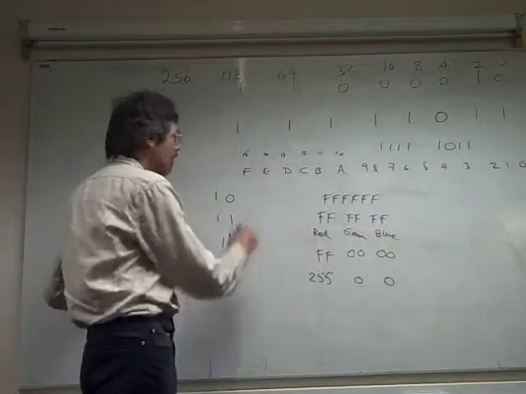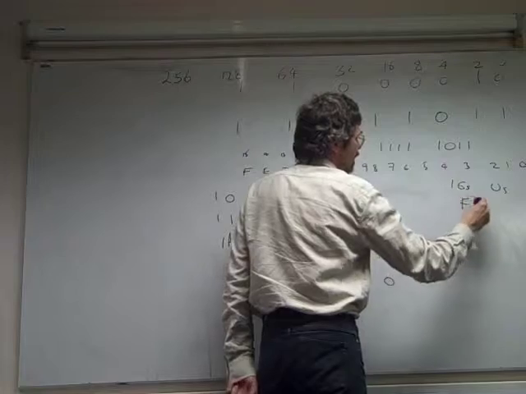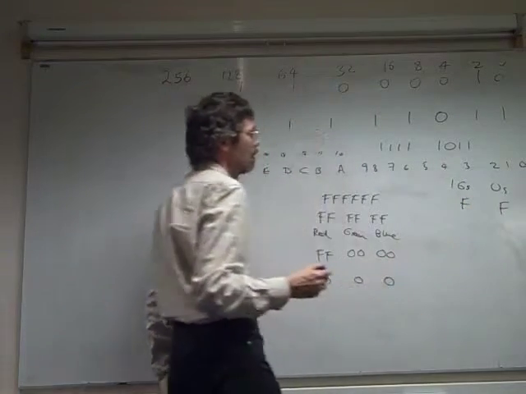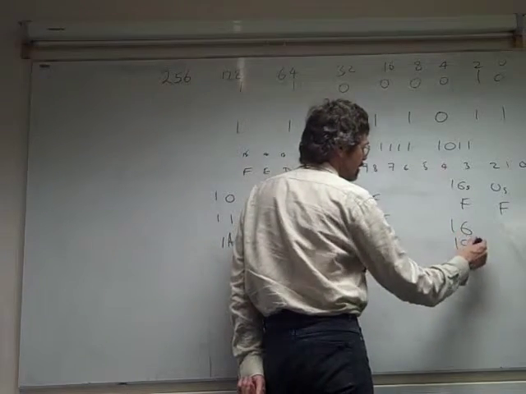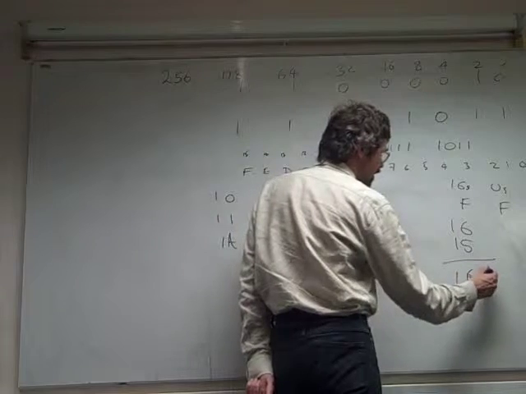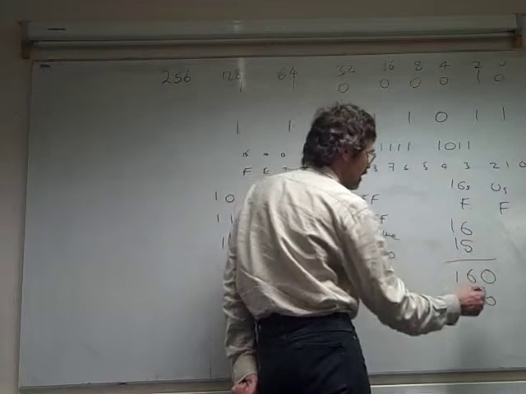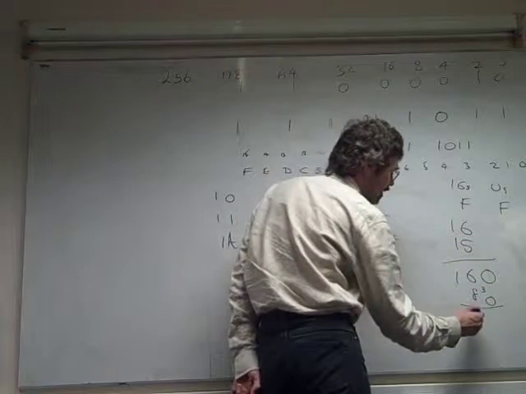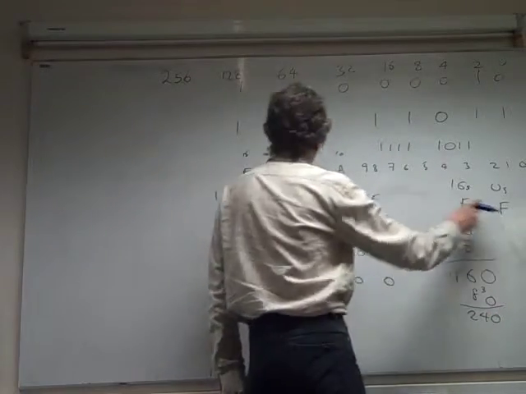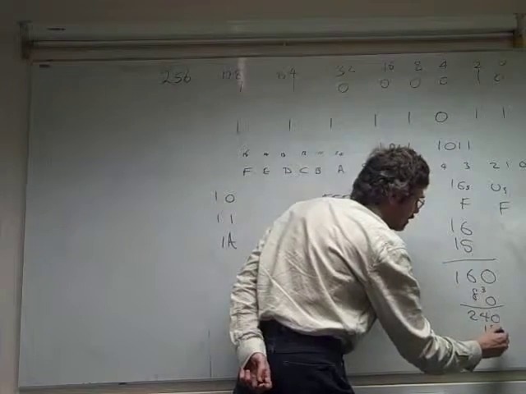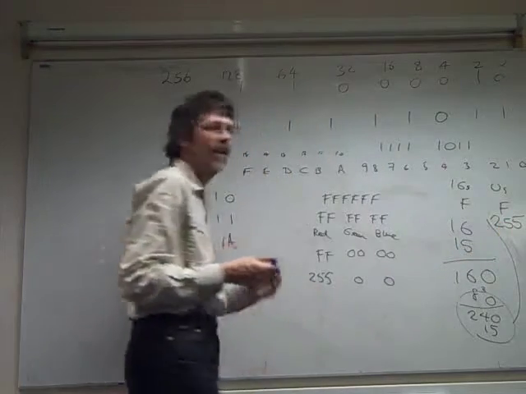So we've got F 16s and F units. So F is 15, 15 times 16, that would be 240, and F units would be 15, so 255. That's where my F comes from.